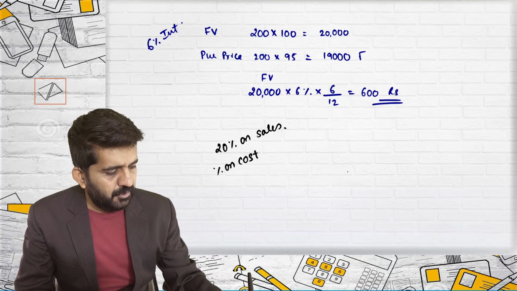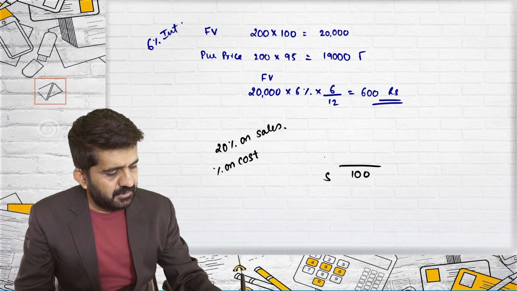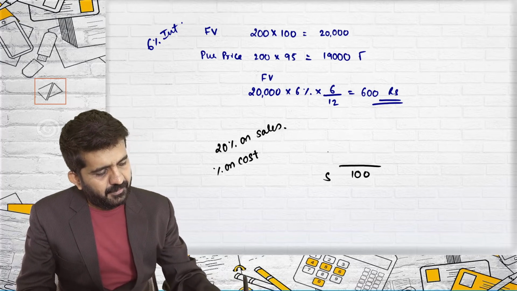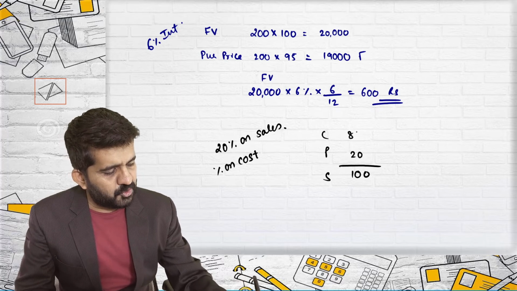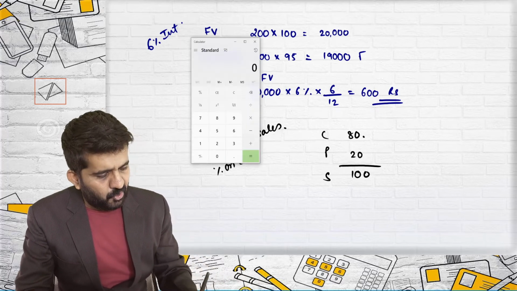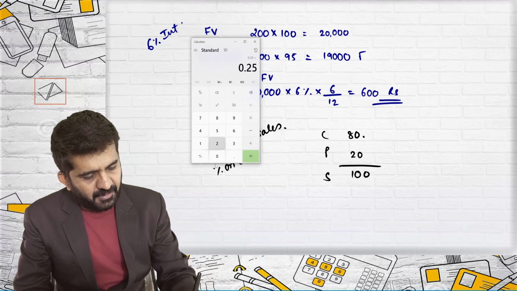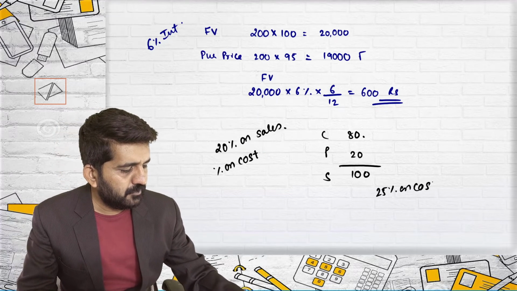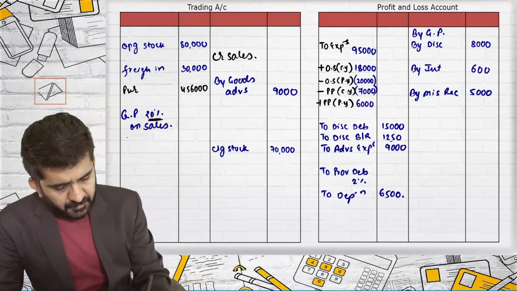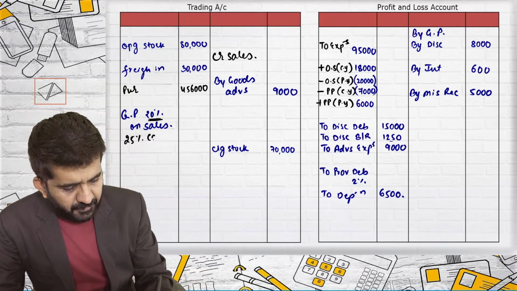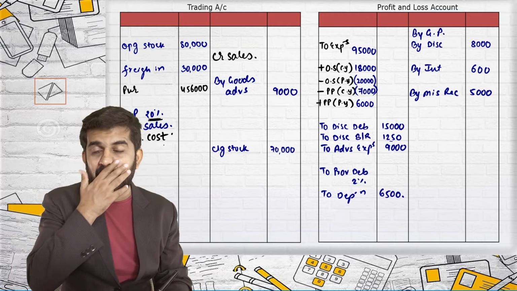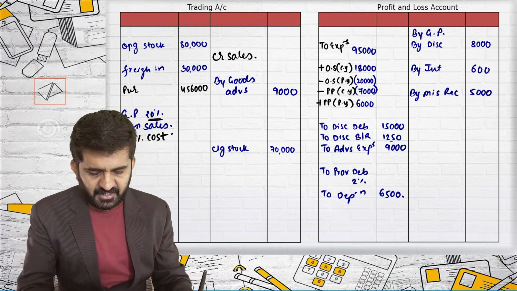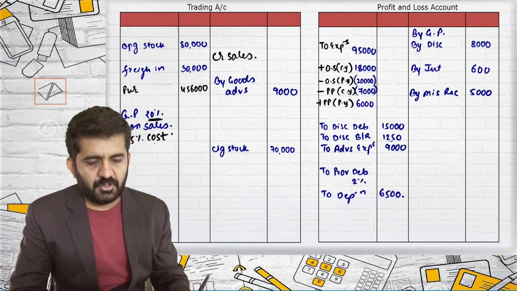How to find out? If 100 is the sales, 20 will be profit. Profit will be 20, so cost will be 80. So what is percentage on cost? It is 20 divided by 80 multiplied by 100, which is 25% on cost. So GP is 20% on sales and 25% on cost. We can easily find out cost. How? Opening plus everything written on debit side minus everything written on credit side except sales. That is COGS. 25% on COGS.